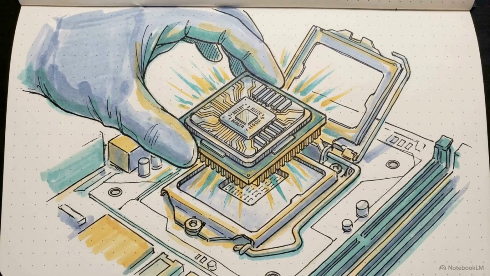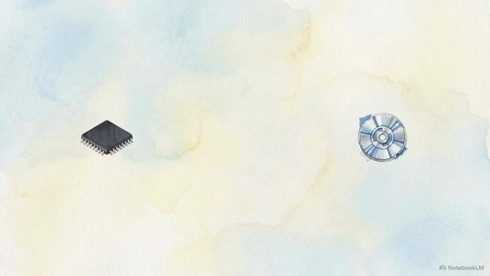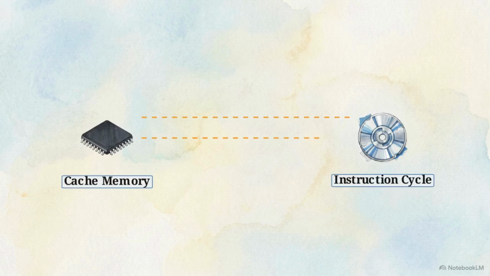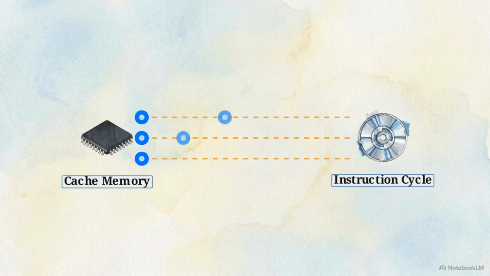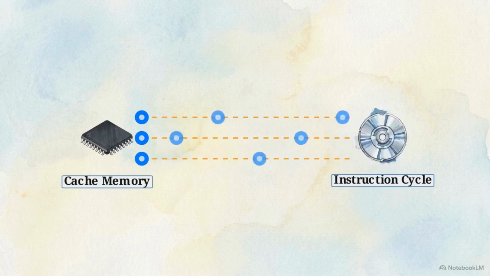However, the speed of any algorithm is strictly limited by the physical hardware executing the instructions. Even the most elegant code will underperform if it ignores how the computer is actually built. This diagram breaks down that hardware reality. We see data moving from cache memory, fast storage near the processor, straight through the CPU's instruction cycle.